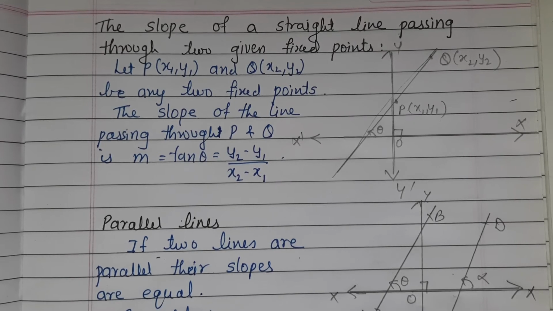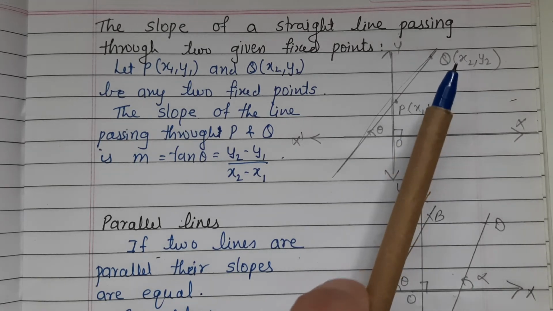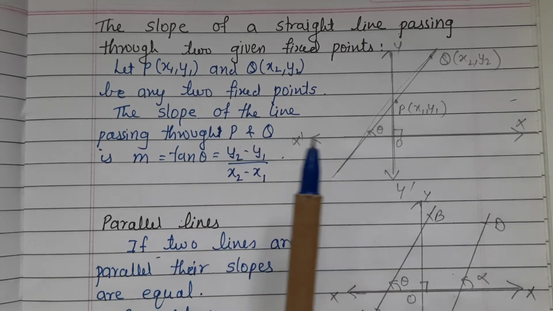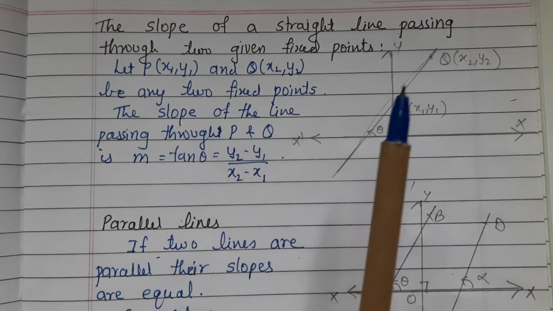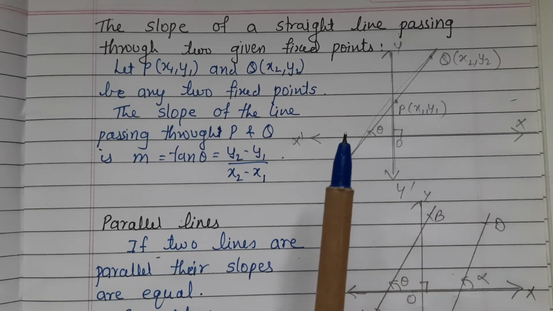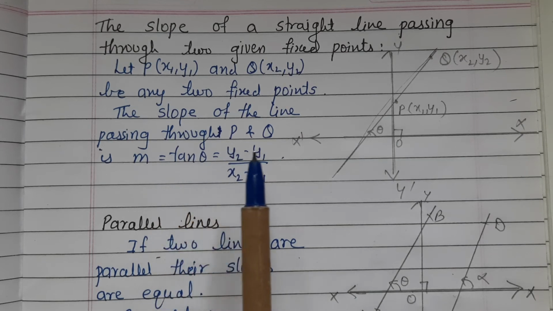The slope of a straight line passing through two given fixed points. Let P (x1, y1) and Q (x2, y2) be any two fixed points. The slope of the line passing through P and Q, which makes angle theta with the x-axis, m equals tan theta equals (y2 minus y1) upon (x2 minus x1).